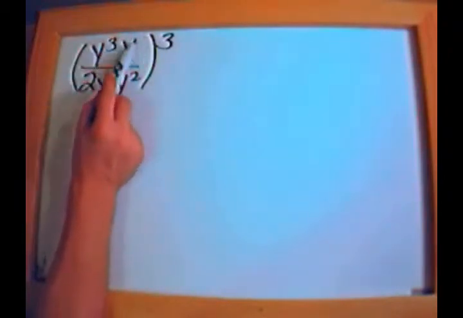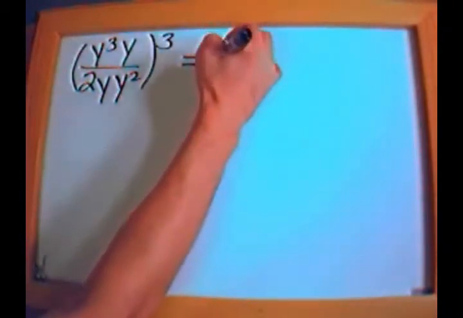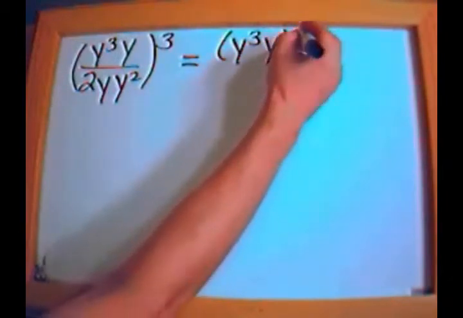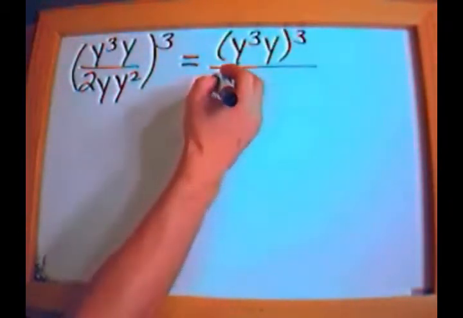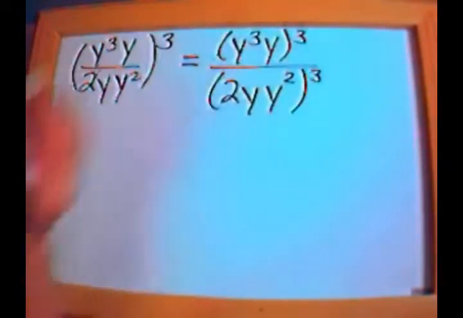Let's say I have parentheses, y to the 3rd times y over 2 times y squared, parentheses, all raised to the 3rd power. Now remember back, when I have a fraction in here, I need to raise the top by the same power as the bottom. So we're going to take this real slow, step by step. I've got y to the 3rd times y, and I'm going to raise that to the 3rd power on the top. And then I've got 2y times y squared, and I'm going to raise that to the 3rd power on the bottom.